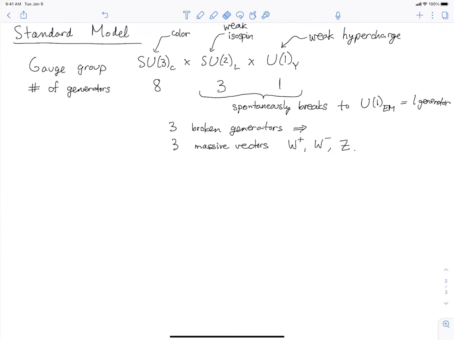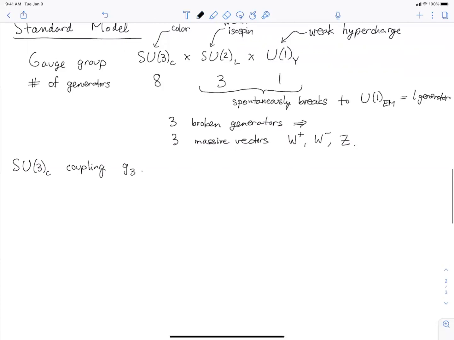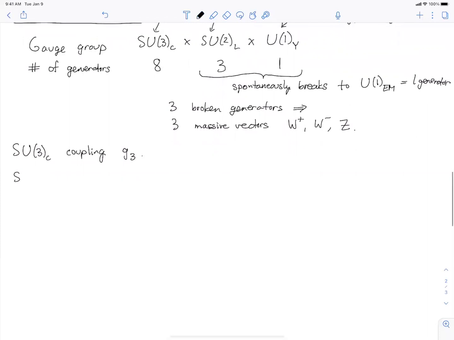The SU(3) part of this we don't actually have to talk about too much, because it's not spontaneously broken. We've already talked about QCD, and we know the coupling for this is what we call g_3, but there's no spontaneous symmetry breaking. For SU(2) left, the coupling is traditionally called g.